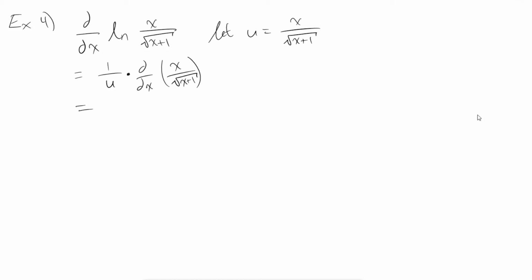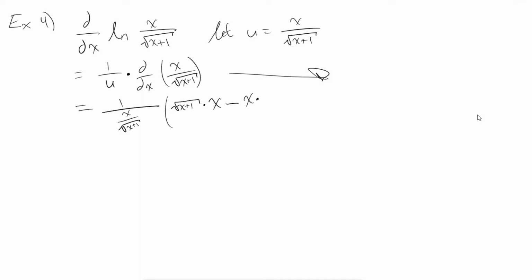So that is equal to 1 over, and I don't really like writing them this way, but here we are, 1 over x over root x plus 1. And here we have a quotient rule that we're going to be using. So the quotient rule, once again, is the bottom multiplied by the derivative of the top, which is x, minus the top multiplied by the derivative of the bottom.